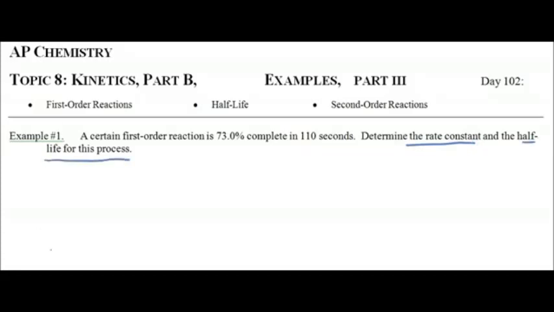Now, a couple things that we want to really focus on here is, first of all, we know that we have a first order reaction. Also, we know that we have 73% that is complete. In other words, 73% of our reactant has had a chance to react and form products. And we also know that the time involved for this reaction to get to 73% completed has been 110 seconds.